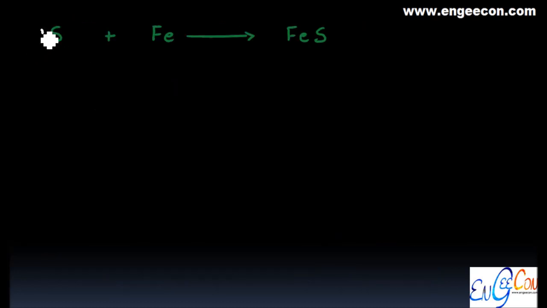For example, 1 mole of sulfur and 1 mole of iron form 1 mole of ferrous sulfate. In an entrance examination, if they ask about this, we have 8 gram of sulfur and 7 gram of iron. So what will be the limiting reactant to form ferrous sulfate? As we know, the atomic mass of sulfur is 32 gram, the atomic mass of iron is 56 gram, and the mass of ferrous sulfate is 88 gram.